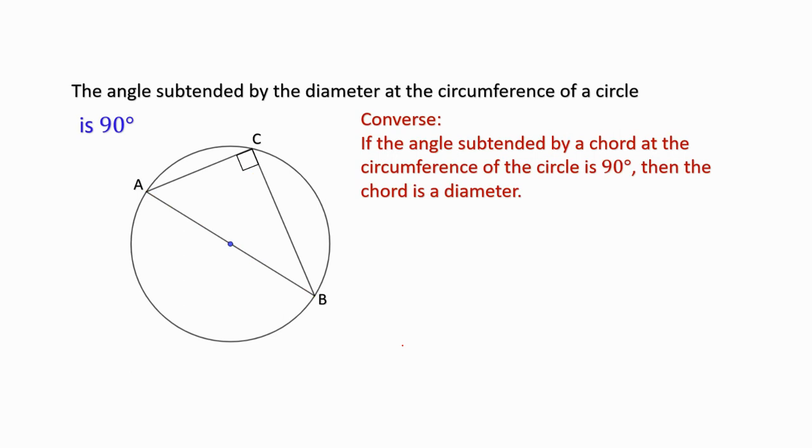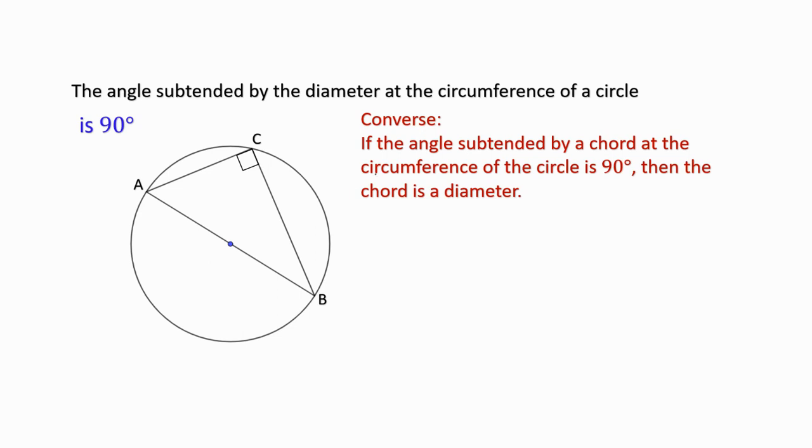Now there's the converse theorem. What does it say? The theorem says an angle subtended by a diameter at the circumference of a circle is 90 degrees. Therefore, if an angle is subtended by a chord and that angle is 90 degrees, then that chord is the diameter. Remember, a diameter is a special type of chord.